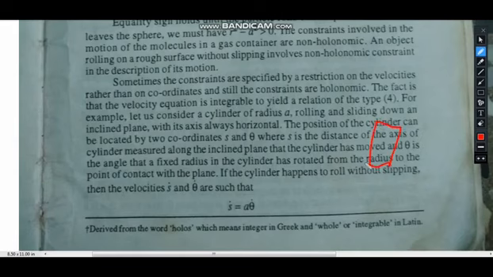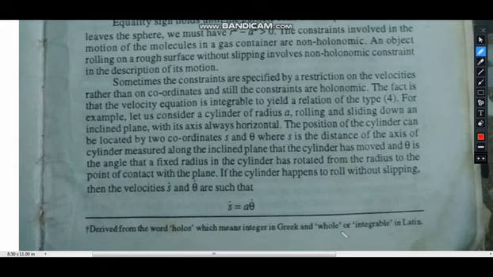If the cylinder happens to roll without slipping, so the cylinder moves on the inclined plane without any slipping, without falling down, then the velocities S dot and theta dot are such that S dot is equal to A into theta dot. So here they have given how the word holonomic arises. Holo is a Greek word, it means whole. We are taking the whole part. Whole part is nothing but integrable.